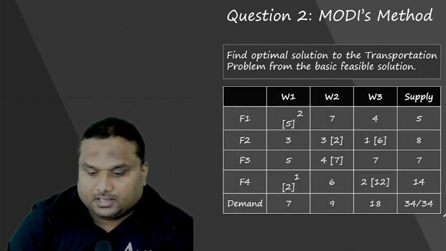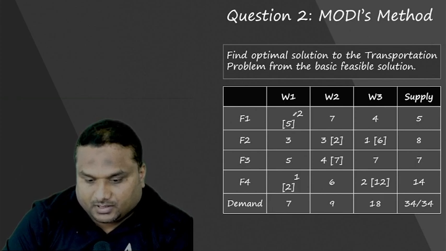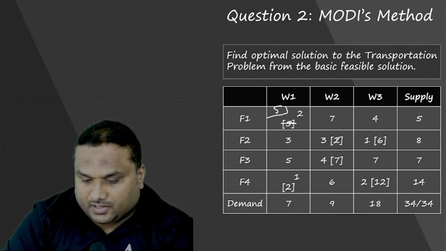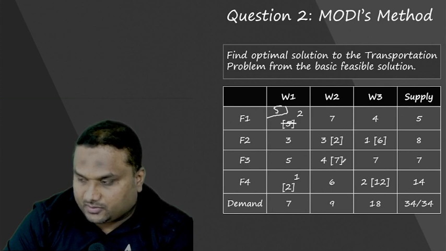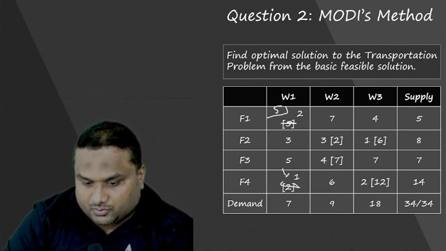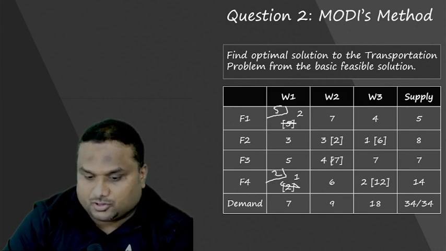In this cell we allocated how many units? 5 units. In this cell we allocated 2 units. This cell we allocated 6 units. This cell we allocated 7 units. In this cell, 2 units. This cell we allocated 12 units.